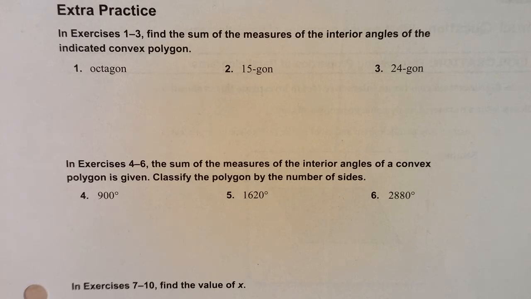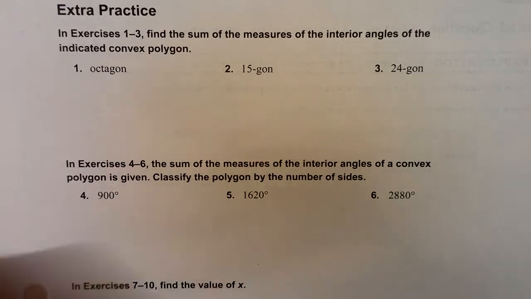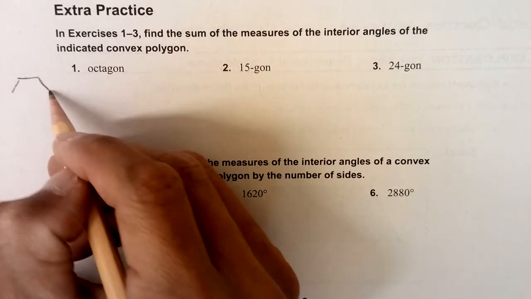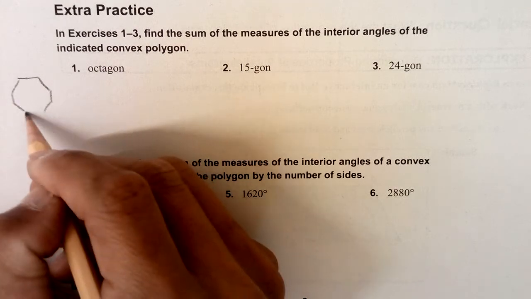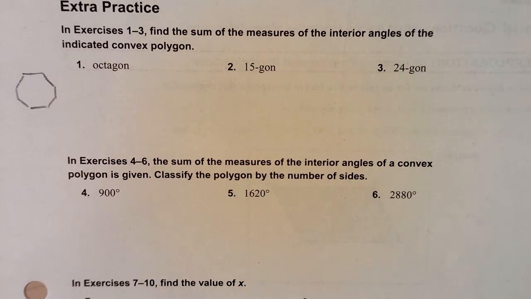Now I want to take a look at some examples trying to apply each of the theorems that we've covered. On problems 1 through 3, it says find the sum of the measures of the interior angles of the indicated convex polygon. So an octagon, and maybe it's helpful if you try to draw something out, if it helps you visualize things better. So an octagon, like a stop sign, I want to find the measure of the sum of each of those interior 8 angles.